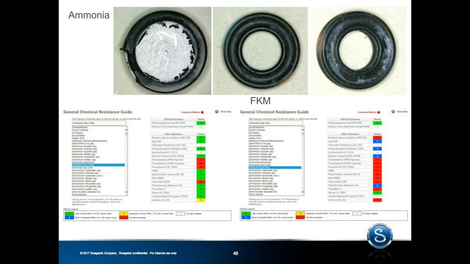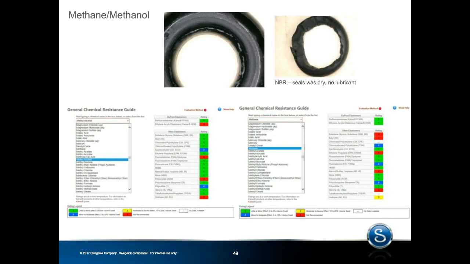Ammonia is very troublesome media for FKM. So for systems having ammonia in them, you want to steer clear of FKM as your seal material. Methanol and methane as well are instances where you need to understand which type of FKM you have in your system. Notice from the information on the slide that not all types of FKM are compatible with methane. So again, you need to understand which type you have in your system.